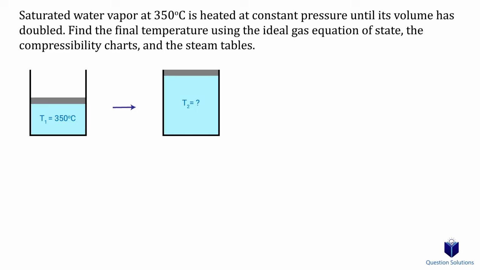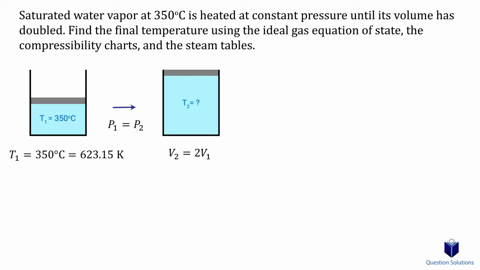This is going to be a long one. Let's write down what we know. The initial temperature is 350 degrees Celsius, or 623.15 Kelvin. The pressure is held constant, which means initial pressure is equal to final pressure, and the volume doubles, which means final volume is 2 times the initial volume.